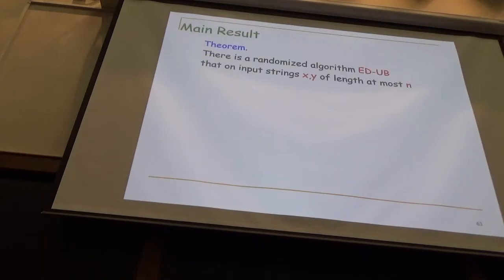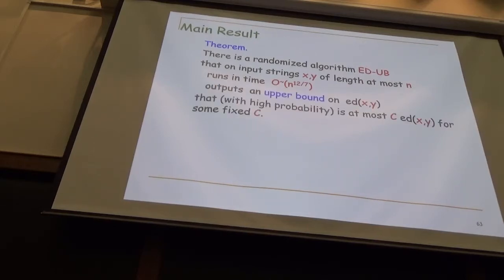Let me solve this. So the main result here is there is a randomized algorithm, edit distance upper bound, that on input strings x, y of length n runs in time about n to the 12/7. It outputs an upper bound on the edit distance that with high probability is at most some constant times the true edit distance. So it overestimates the edit distance by some fixed constant.